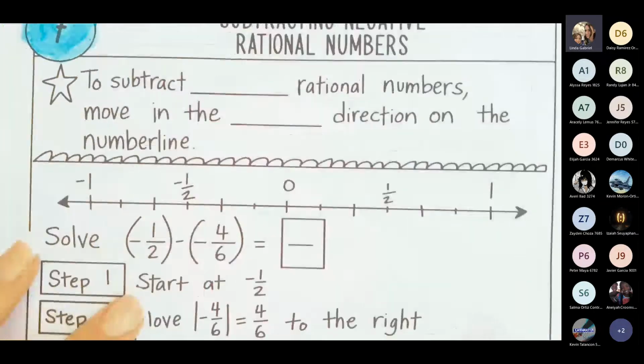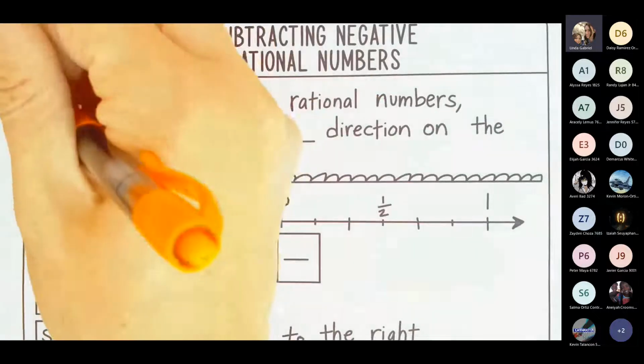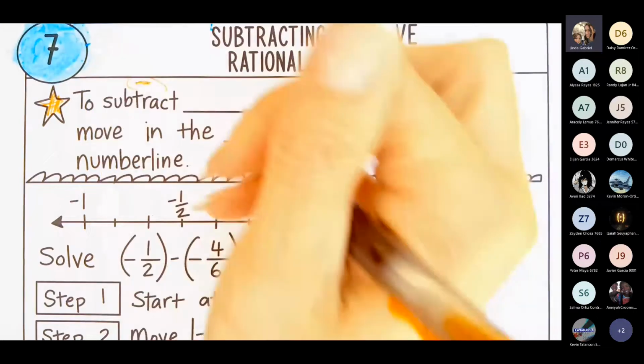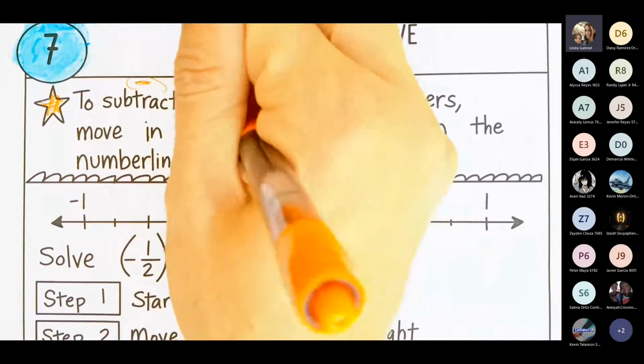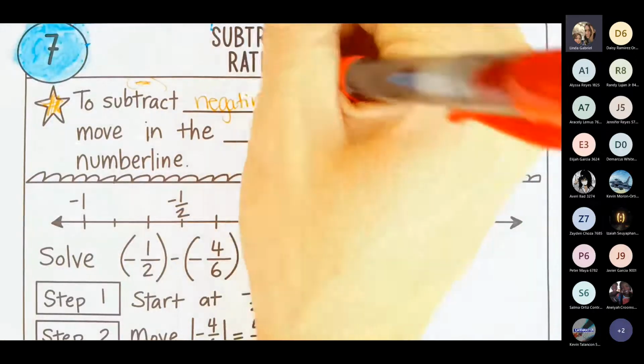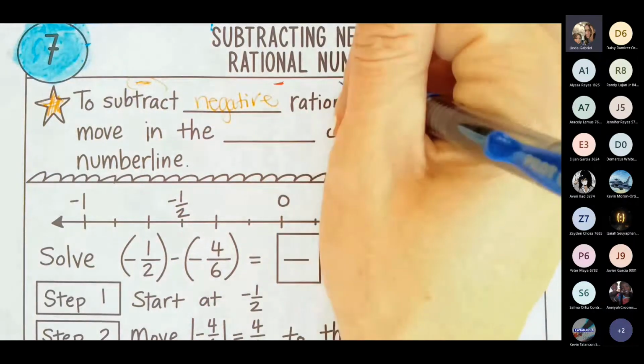So to subtract, according to this rule, to subtract negative rational numbers.